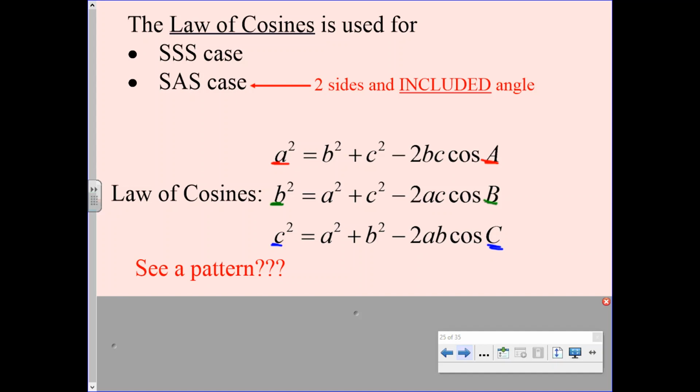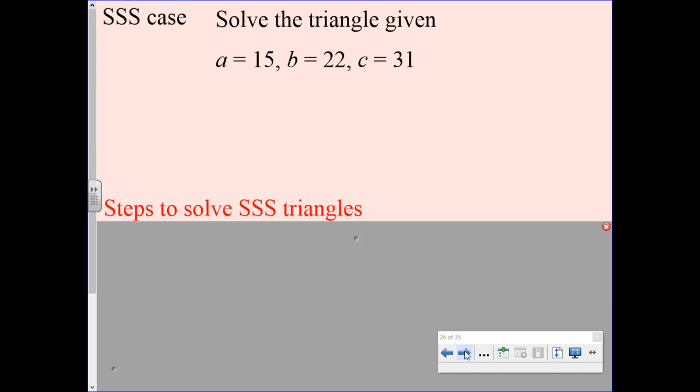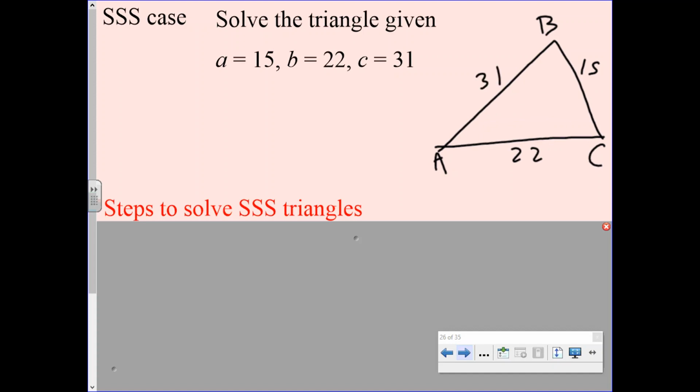So let's jump into the first example. The first one is going to be a side case. We can sketch this triangle if we want to. I'm not going to do anything of high artistic value here. So we have A, B, and C, and side A is 15, side B is 22, and side C is 31. We just need to find all three angles.